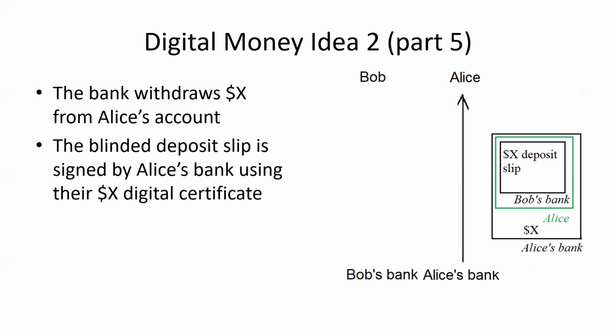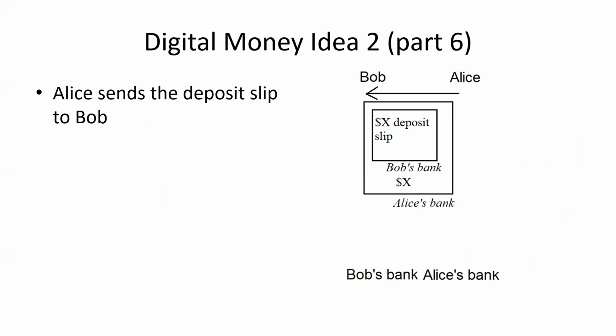So the bank has got a request from Alice to withdraw X dollars. They take X dollars from her account and they create a deposit note, or they take the blind slip that she sent them and sign a note saying, this is good for X dollars. So what we see here is Bob's X dollar deposit slip signed by Bob's bank, blinded by Alice, and then an X dollar note signed by Alice's bank. So now the bank does not know where the money is going, but Alice does. And they're going to give it X dollars.